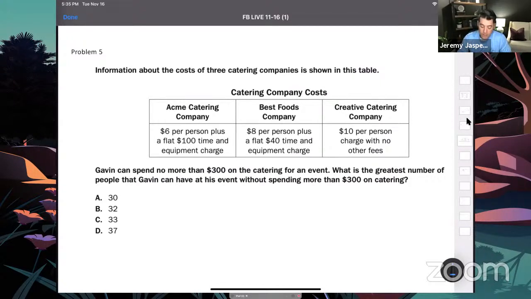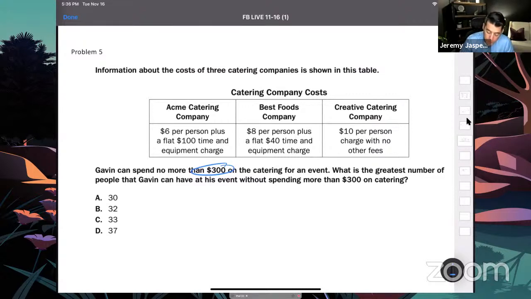Sometimes the questions can be confusing. What do you mean the greatest number of people? I've got 3 companies here. How are we supposed to solve this? So what it means is, what is the best value for my money as far as how many people I can get? So what we do, we just go right on down the line. We're given $300, no more than $300. So 300 is our limit.